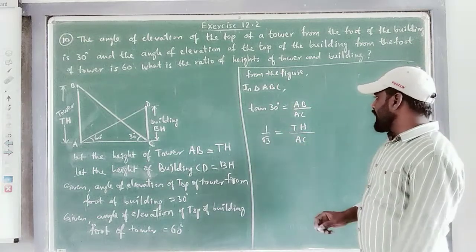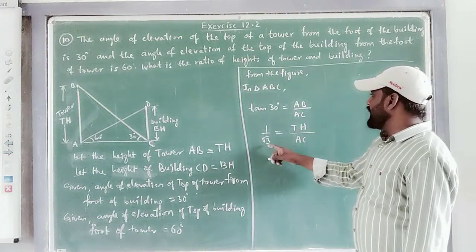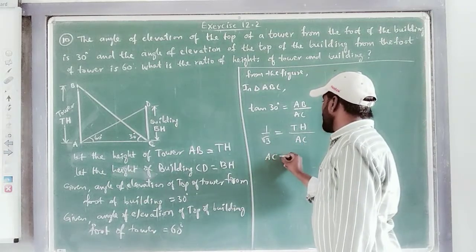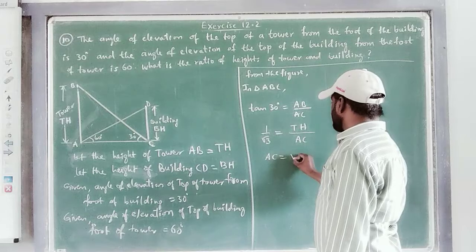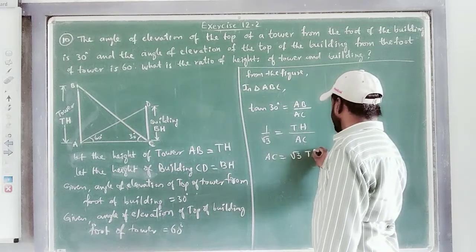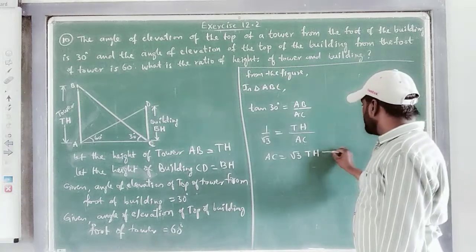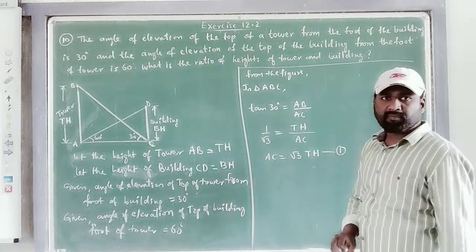Now by doing the cross multiplication, what we get? 1 into AC is equal to AC. Right? Now root 3 into TH. So root 3 into TH as it is. So we cannot go further after this. So I am making it as equation 1.